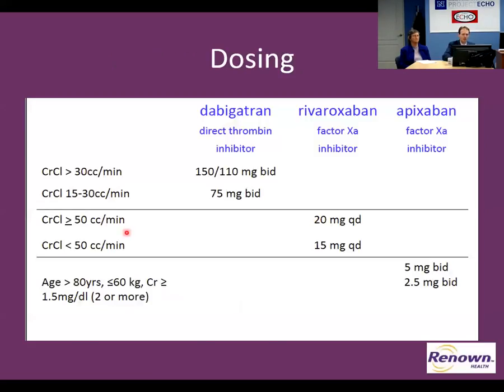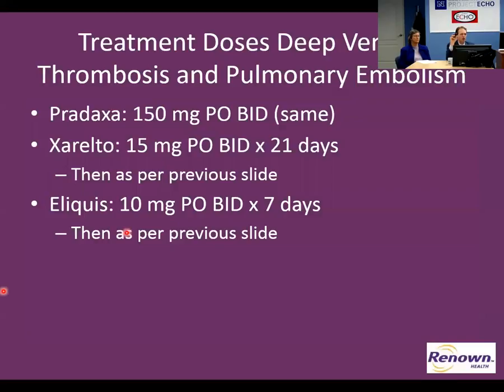So there you go. Anyways, so now you can use these in addition to atrial fibrillation to treat deep venous thrombosis. Pradaxa, the dosing is the same. For Xarelto, you're going to use 15 milligrams twice a day for the first 21 days and then treat generally 3 to 6 months. I usually treat 6 months after an acute DVT or PE. Eliquis is 10 milligrams twice a day for 7 days.